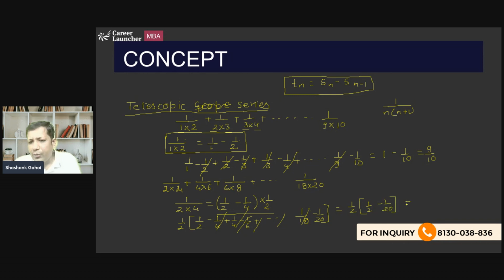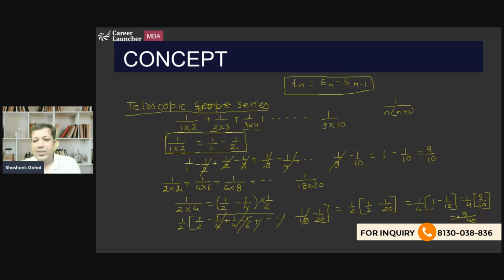So what we can do, I can still take 1 upon 2 common. So it becomes 1 minus 1 upon 10. So it is going to be 1 by 4 times 9 upon 10. So my final answer comes out to be 9 upon 40. And this is the approach we are going to use to solve any telescopic series. Whichever telescopic series you get, this is the standard approach that you are going to follow, and you are going to get the answer always, and your answer is always going to be correct.